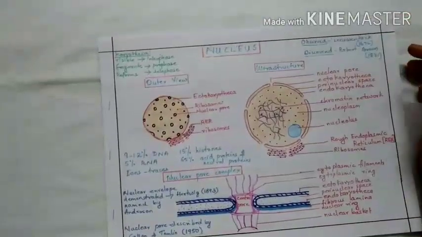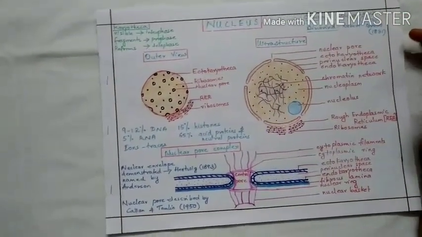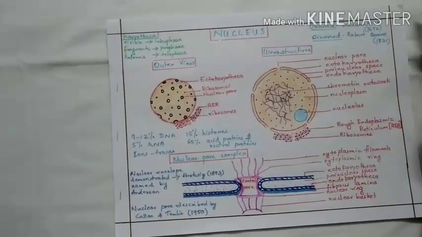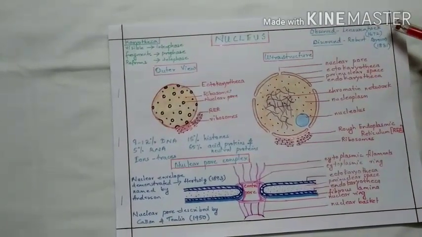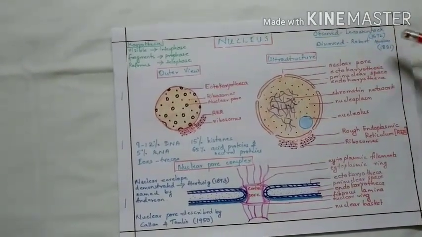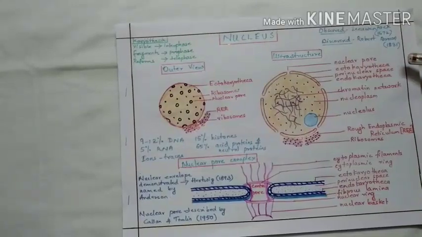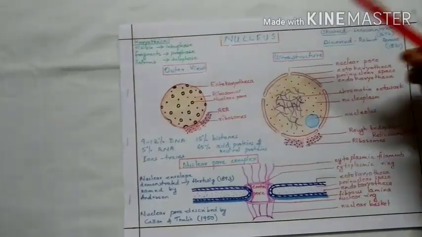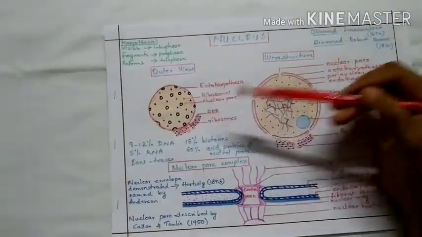And today's class is about the nucleus, one of the most important organelles of the cell. Though it was observed by Leeuwenhoek in 1672, the credit of discovery goes to Robert Brown in 1831. The outer view of a nucleus looks like this.